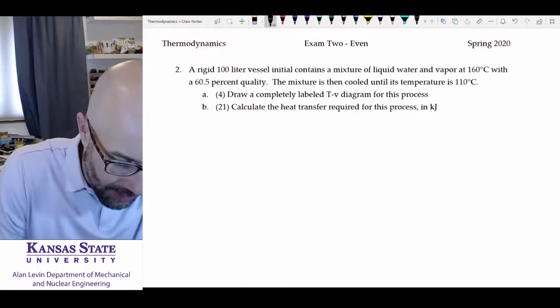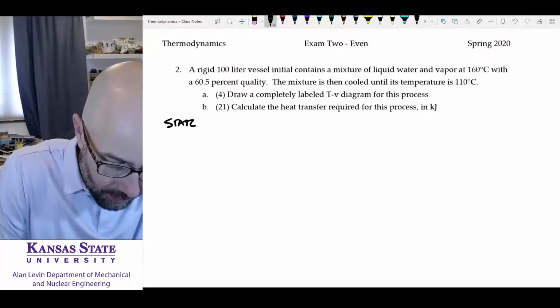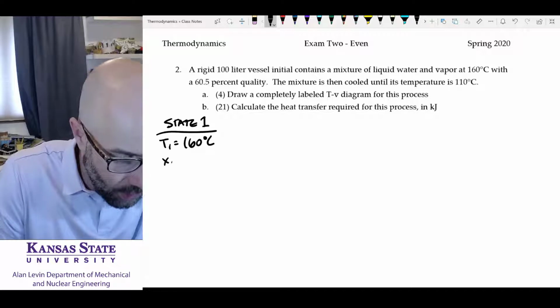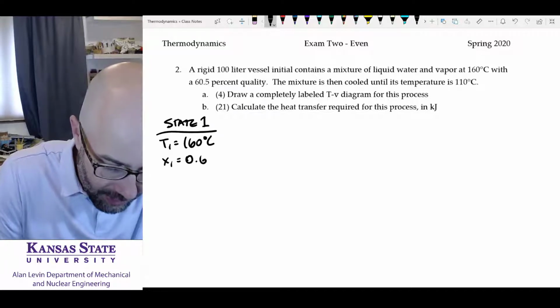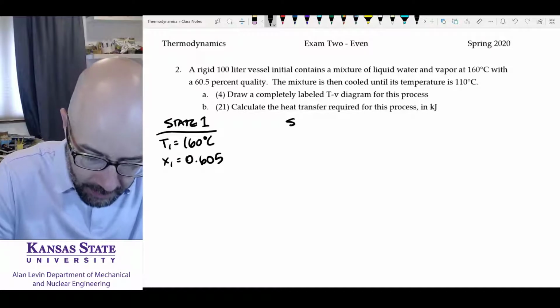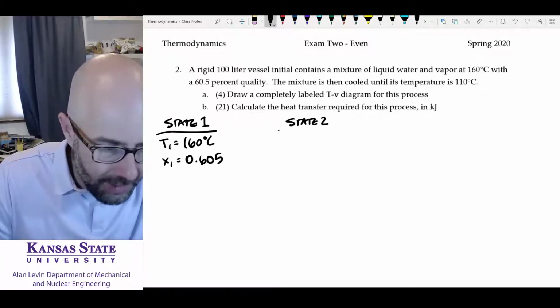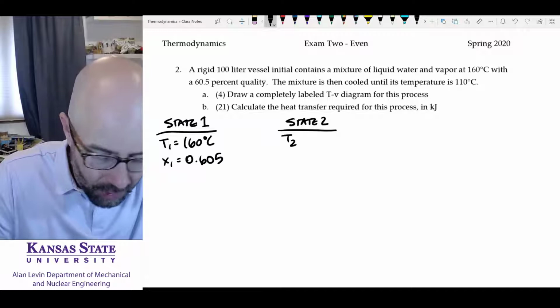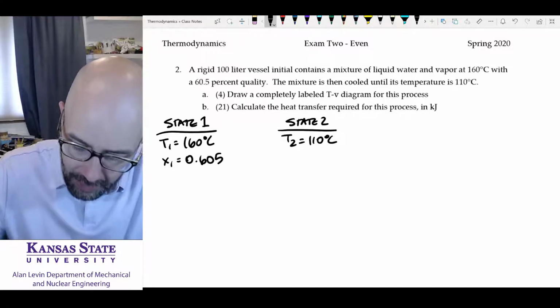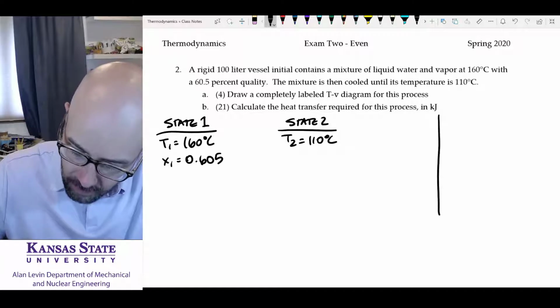Let's write some things down. State 1: temperature 1 is equal to 160 degrees Celsius, and a quality x1 is equal to 0.605. I'm putting it in decimal form. Okay, state 2. All I know is temperature 2 is equal to 110 degrees Celsius. That's all I know here. Okay, so let's draw our T-v diagram.